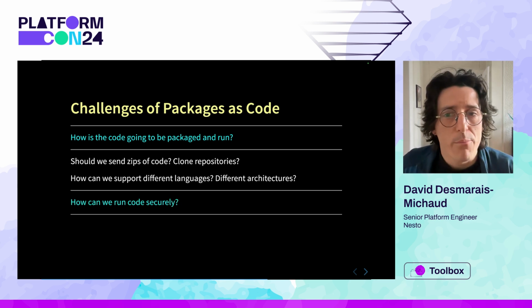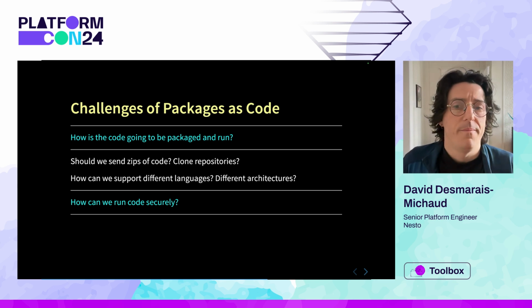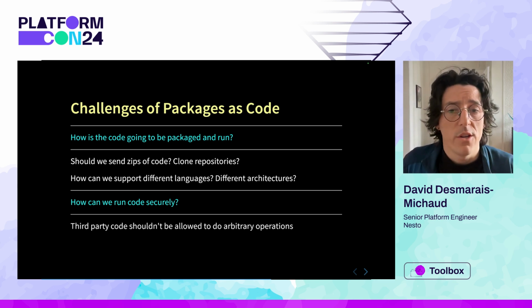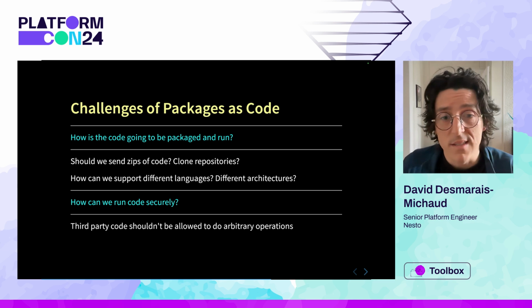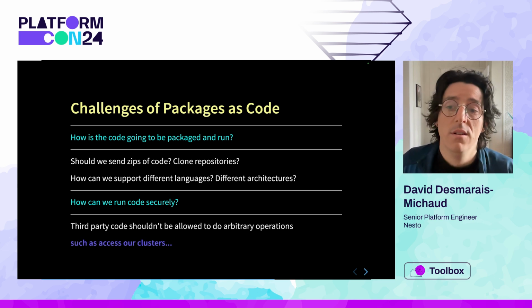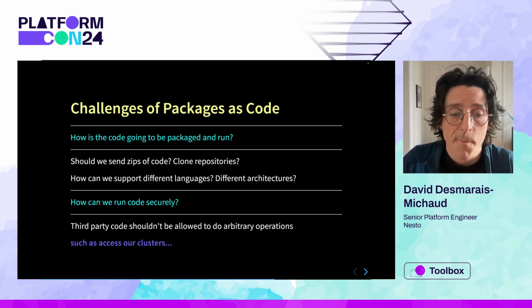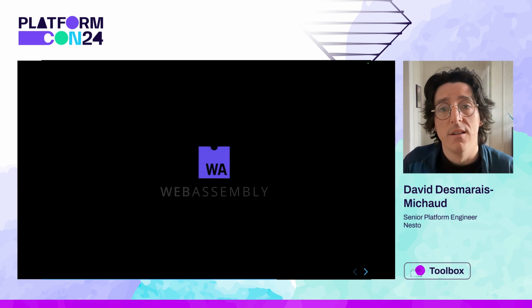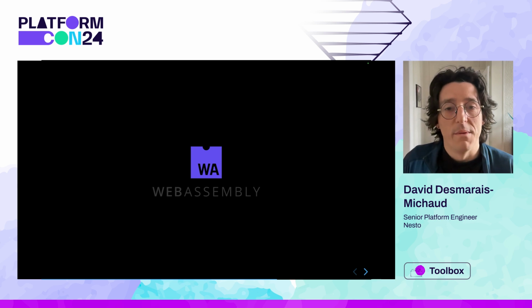And suppose we solve that problem. How can we run code securely? We don't want arbitrary code, like third-party dependencies that we have in our code, to do any operation, especially in the context where they could access our clusters. So how do we solve this? WebAssembly.